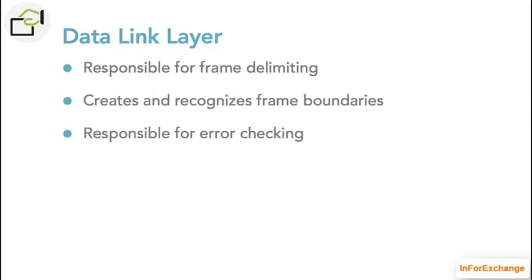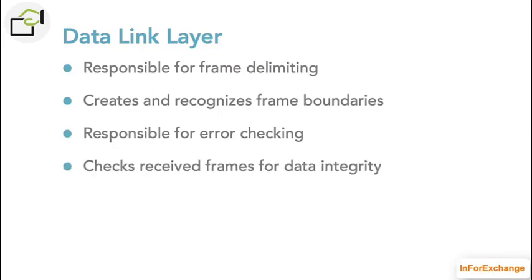Beyond recovering from errors on the physical layer, the Datalink layer also is responsible for error checking. The way the Datalink layer does error checking is it checks the frames it receives and makes sure that the data inside the frame hasn't been altered or modified. This is called checking for data integrity.